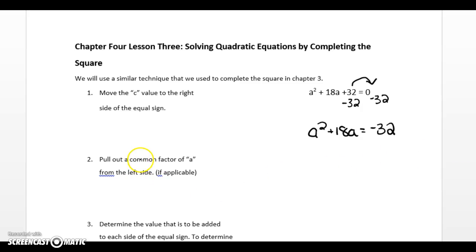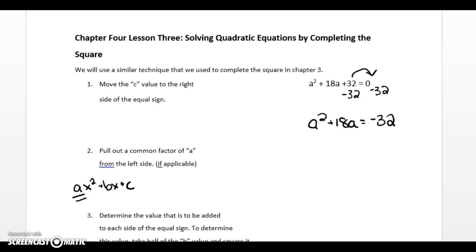Step number 2 is to pull out a common factor of a from the left side. So in standard form, we have ax squared plus bx plus c. That'll be the number that's connected to your x squared term. In this case, we do not have an a value. I know it's a little bit strange with your variables here, but here we do not have an a value. We would assume it's just 1, so we can't actually do anything with that. So we're going to move on to step number 3.